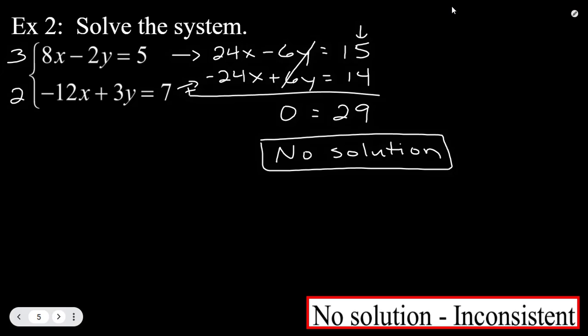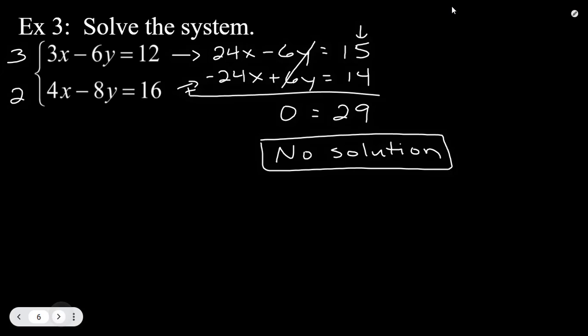Now, if this was a true statement, if you got like 10 equals 10, then that would mean infinitely many solutions. That means they're actually the same line. Okay, and we'll talk about that later.